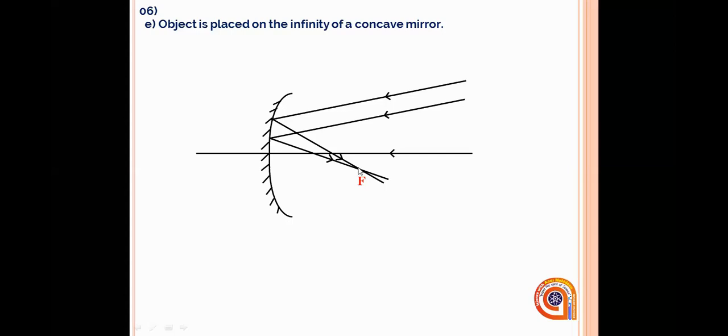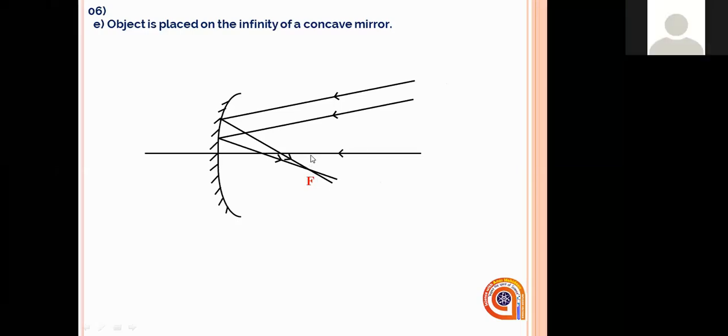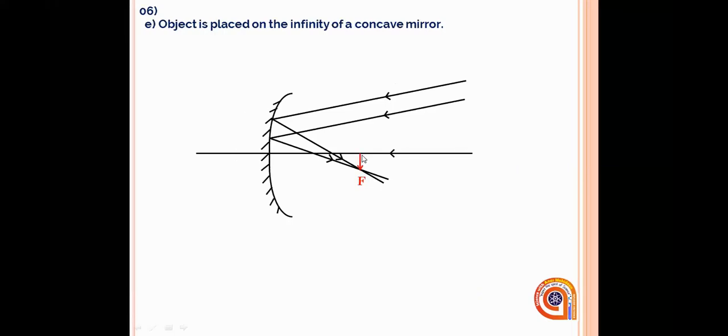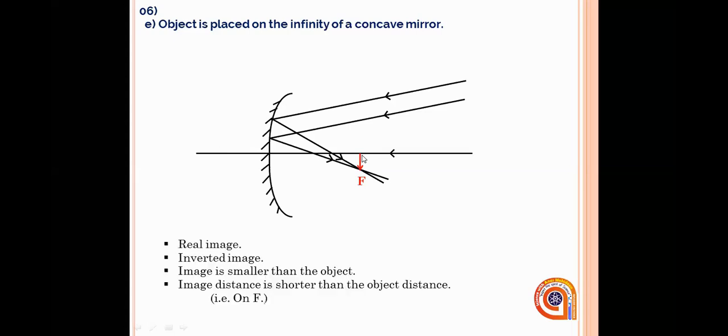Okay. Now it will be giving you the image inverted on the focal point. So this is the point where the image is formed. You see there, it is formed on the focal point. And what are the characteristics here? It is a real image, inverted image, image is smaller than the object. Okay, always you'll be getting a smaller image from an object at infinity. Image distance is much shorter than the object distance because the object comes from infinity.